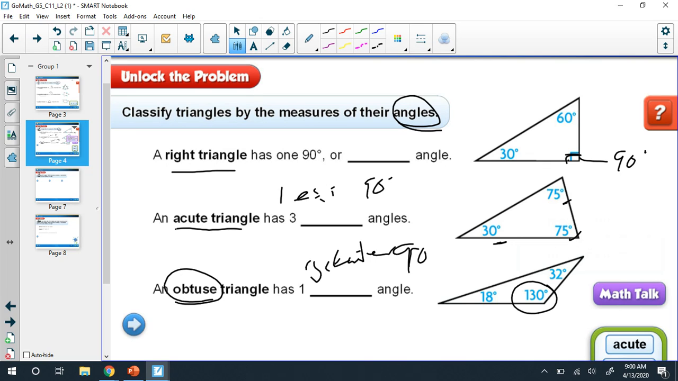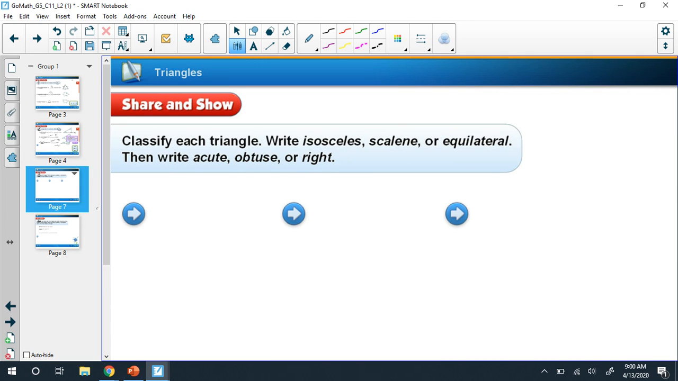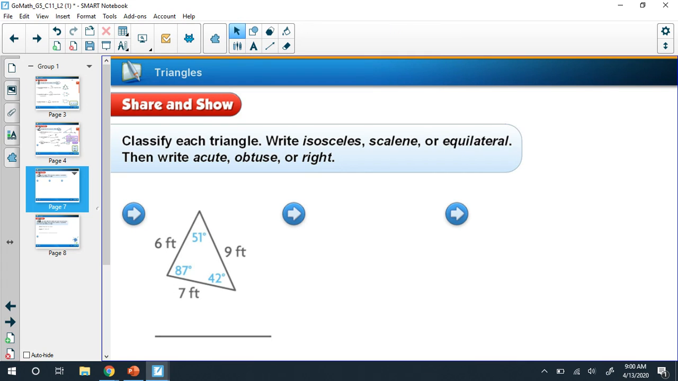So really what we're focusing on is that idea of this perfect corner. If all three of them are smaller than this perfect corner, right, then it's acute. If on the other hand, one of them opens up to be bigger, then we know that that is an obtuse angle, and so it's an obtuse triangle. We're taking a look at a couple of examples really quick just to make sure we're good to go, and then we'll move on to quadrilaterals.